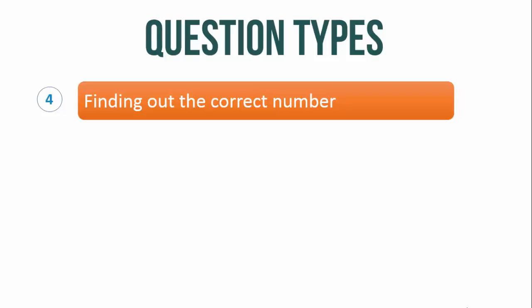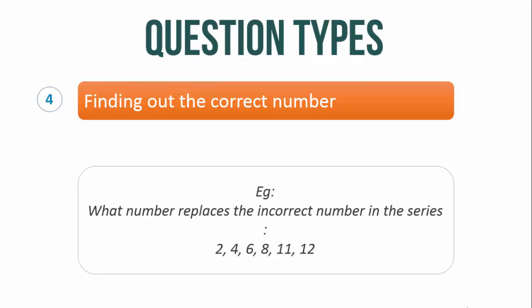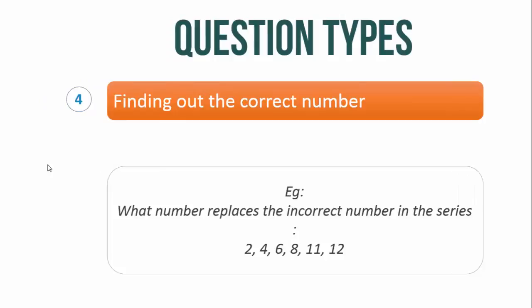The fourth question type is to find out the correct number. That is, you will be given the incorrect series and you will be asked to replace the incorrect number with a correct number. In the previous question, you were just asked to point out what was the incorrect number. In a question like this, you will have to find out what is the incorrect number, but the answer will be something that will replace this incorrect number. That is the correct number that will come in the place of the incorrect number.